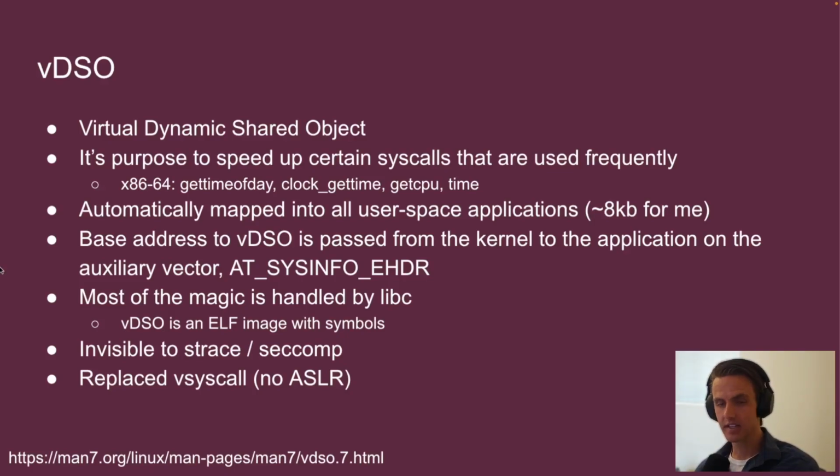It is automatically mapped by the kernel, and its address is passed to the application as part of the auxiliary vector, which we're going to see in a second. Most of the magic related to this is handled by libc. So as a programmer, you don't have to do anything special to call one of these vDSO functions instead of the syscall. You just call the standard libc function for gettimeofday, which we'll see in a second, and it'll do that linking for us, which is very nice, and loading.